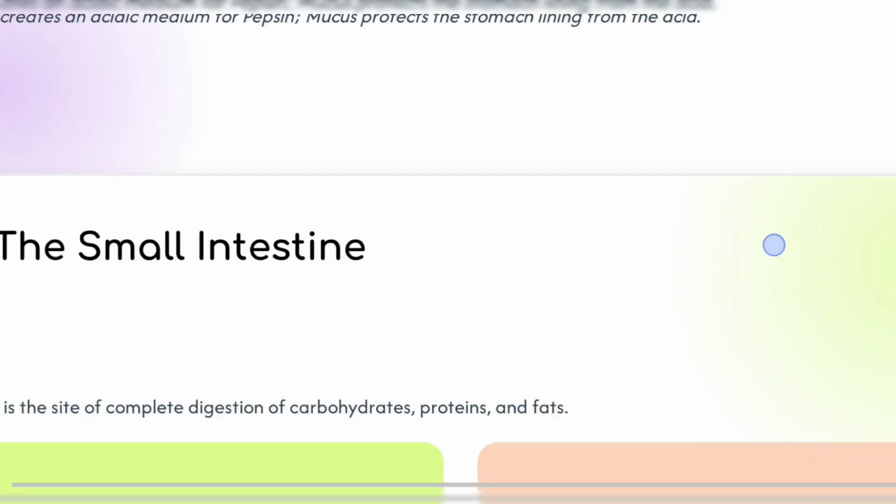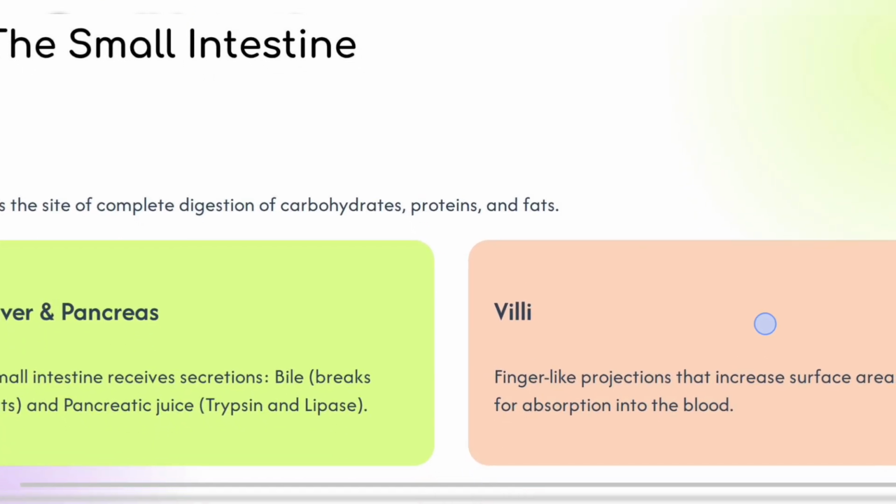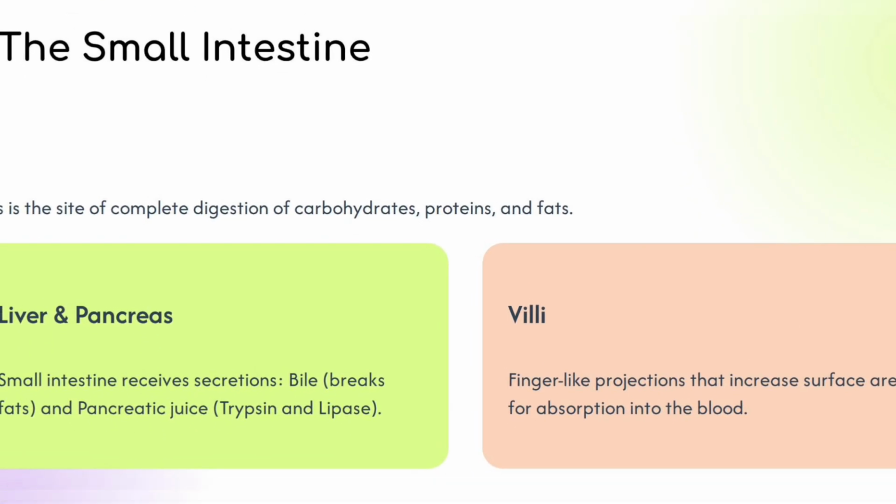Now, we will study the small intestine. This is the longest and most important part of the digestive system. A complete digestion of carbohydrates, proteins, and fats happens here. The small intestine receives two important secretions, that is bile and pancreatic juice.